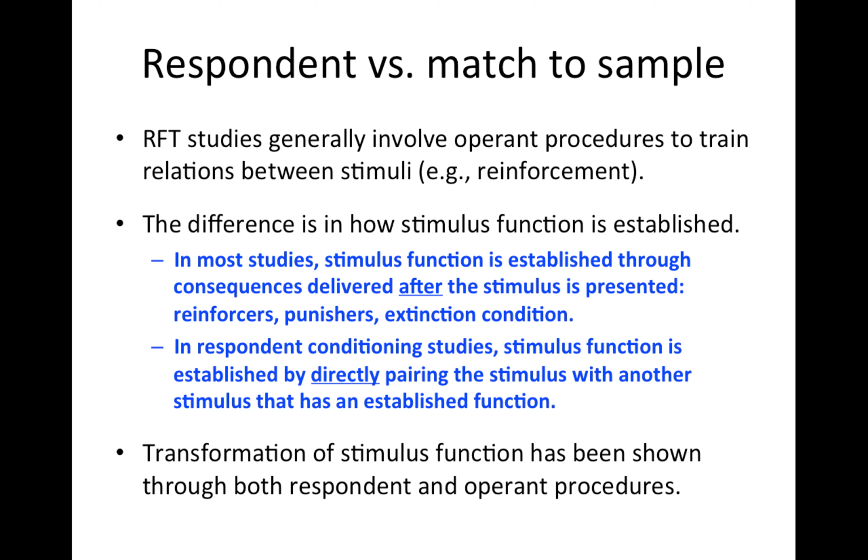So in these two examples, there are relations that are directly trained between stimuli, and there are relations that are derived too. The difference is in how stimulus function is established, whether it's through operant conditioning, giving a rule, or through a respondent conditioning procedure. There's a short assignment for you to complete this week where you write out an explanation of what each of these procedures would look like. And I'll give you feedback in preparation to this being assessed on Quiz 1.